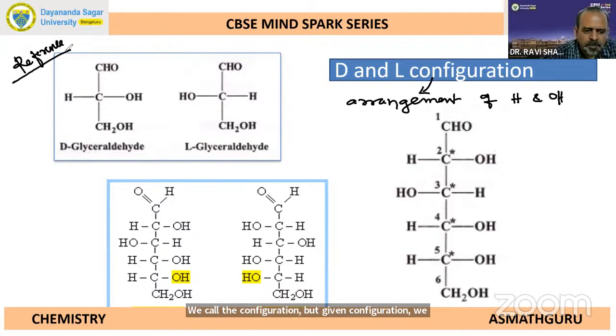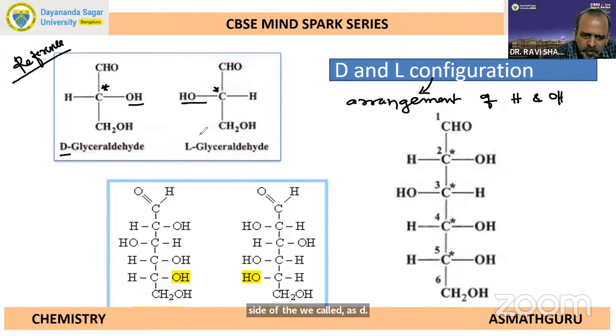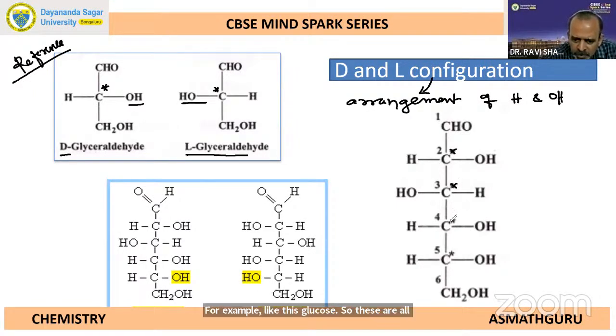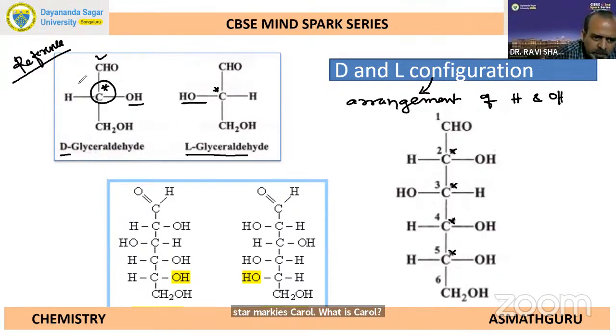Glyceraldehyde is the reference point. If OH is present on the right side of the chiral carbon, we call it D. If OH is present on the left side of the chiral carbon, we call it L glyceraldehyde. So if one chiral carbon is there, we can tell it. But many are there, for example, like this glucose. So these are all chiral. Star mark is chiral. What is chiral? They're attached to 4 different groups. Look at here. These are chiral. Why, sir? You're having 4 different groups. And that carbon is called a chiral carbon atom.